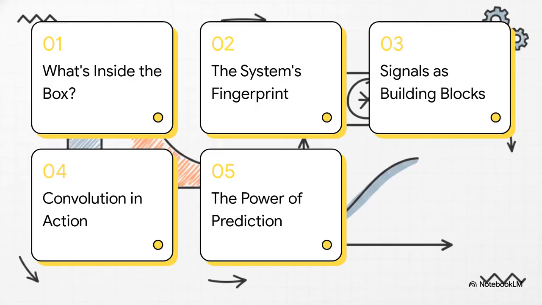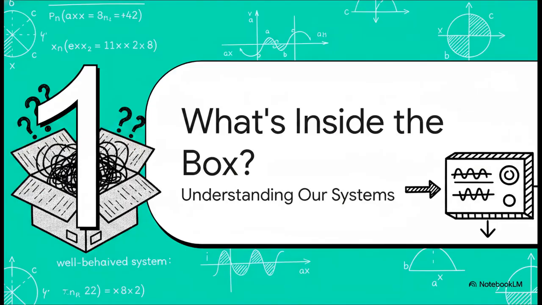Here's how we're going to crack this thing. First, we'll figure out what kind of box we're even talking about. Then, we'll find its unique fingerprint. After that, we'll see how to break down any input into simple pieces, watch the magic of convolution happen right before our eyes, and finally, really understand how this gives us the superpower of prediction. All right, let's take a little peek inside that box.